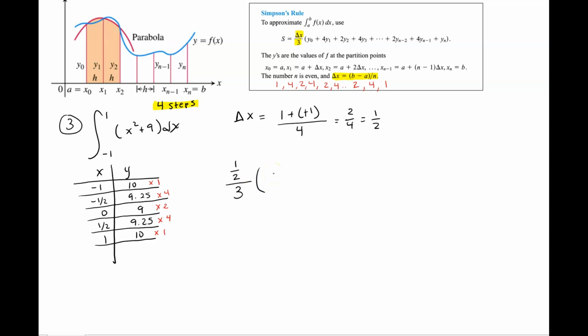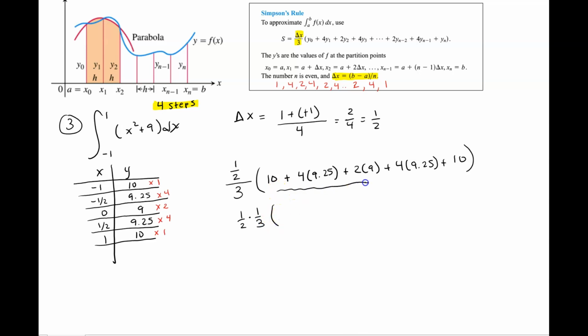All right, and then we're going to say, okay, the first y value is 10 plus 4 times 9.25 plus 2 times 9 plus 4 times 9.25 plus, let's see, another 10. All right, and we close that out. The 1/2 is going to get multiplied by 1/3. Basically, when you divide by 3, that's what ends up happening.